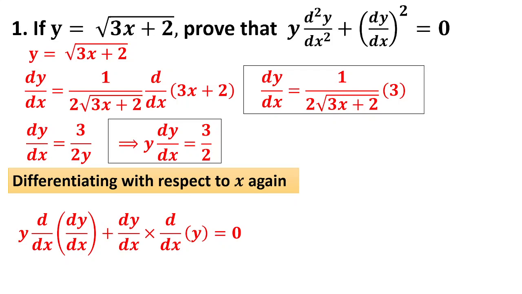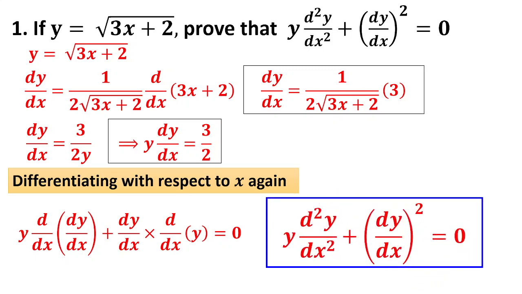Right hand side differentiation is 0. Clearly, use the product rule: y into differentiation of dy by dx plus dy by dx into differentiation of y. What is d by dx of dy by dx? It is the second derivative. Therefore, y into d square y by dx square, plus dy by dx multiplied 2 times. Therefore, y d square y by dx square plus dy by dx the whole square is equal to 0.